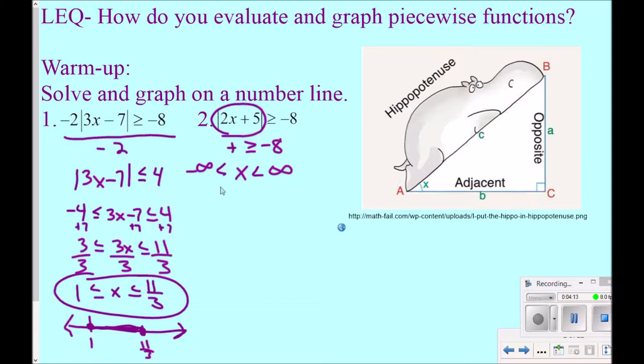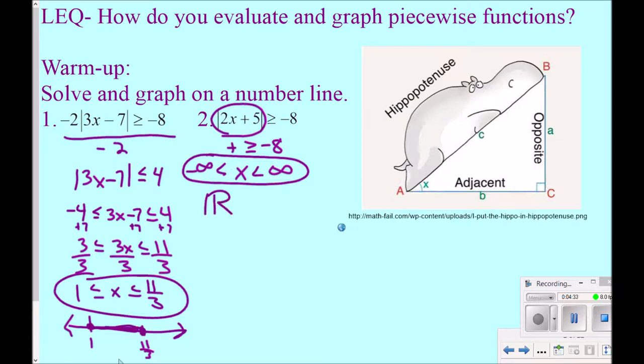Because again, no matter what I stick in there for x, this has an absolute value around it, which means it'll be a positive output, and positives are always going to be bigger than -8. So my solution is negative infinity is less than x is less than infinity, or all reals. You could write all reals.